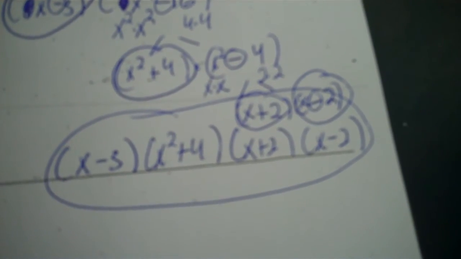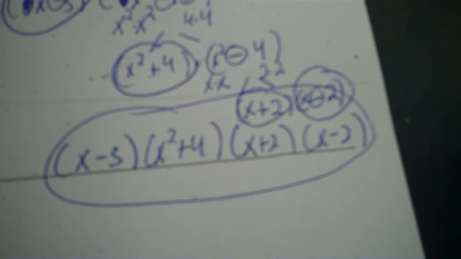x minus 3 times x squared plus 4 times x plus 2 times x minus 2. I don't think I was that mean on your assignment. Okay, 9x to the third power minus 18x to the second power minus x. I would put a 1 as a coefficient there, plus 2.